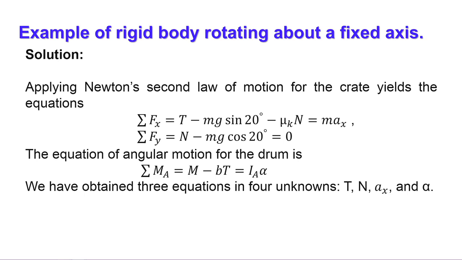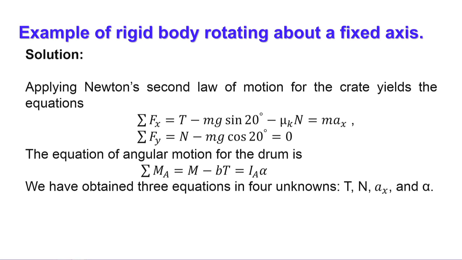So, F x equals this much, and F y equals N, the normal force, minus the component of the weight, equals 0, because it is balanced in that direction; there is no motion. And the equation of angular motion for the drum is M A, the total moment, equals M minus B T. The motor is applying some moment M, and B T is due to the rope tension T.